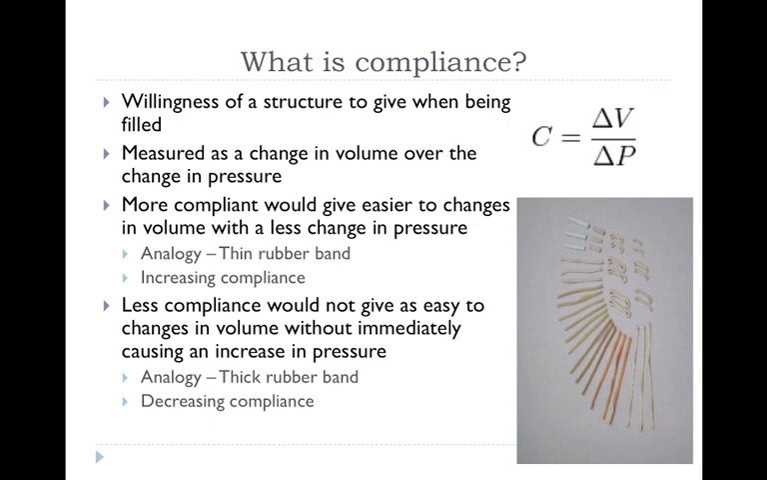Either you can have a more compliant ventricle or a less compliant ventricle. A more compliant ventricle would be a situation where volume is more easily accepted into that space with very little change in pressure. A good analogy would be a thin rubber band that's being stretched between two fingers. As you pull on the thin rubber band, you'll notice that initially the volume changes occur very easily without really feeling any back pressure on your fingers.